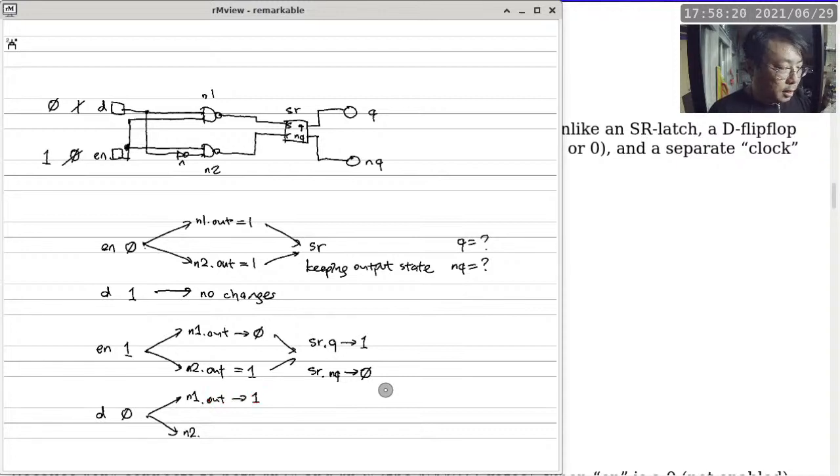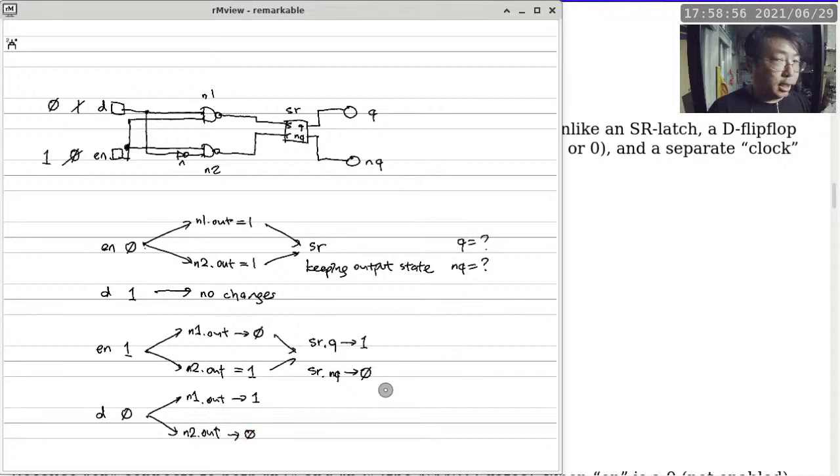So this is becoming a 1. And then now we look at N2. If you look at N2, one of its input pins connects to En, which is still a 1. The other input of N2 is connected to the negation gate, which is getting its input from D. Since D is a 0 at this point, the output of the NOT gate is going to be a 1. So N2 is now seeing both inputs being a 1, which also means it's going to change its output to a 0.